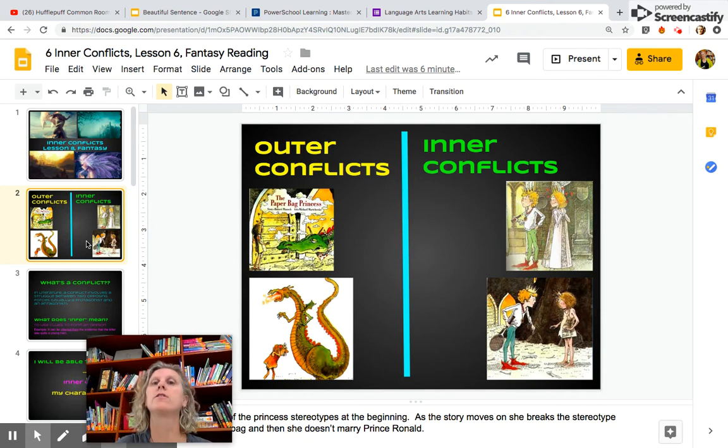Like princesses are supposed to marry the prince. But what do you do if the prince turns out to be an idiot, right? And she's got to struggle with that and think that over and think about, what am I going to do? Am I still a princess if I don't marry a prince? How does that really work? And so she kind of has to struggle with that. And then she makes her decision, no, I'm not going to marry him. And she leaves. Okay.